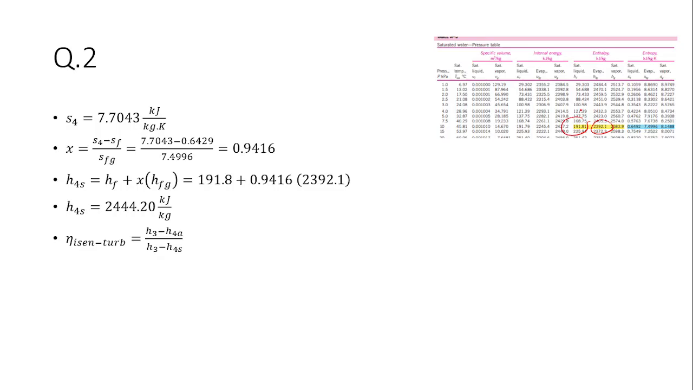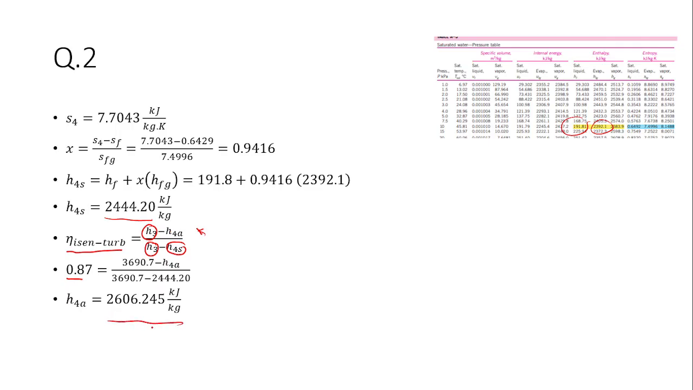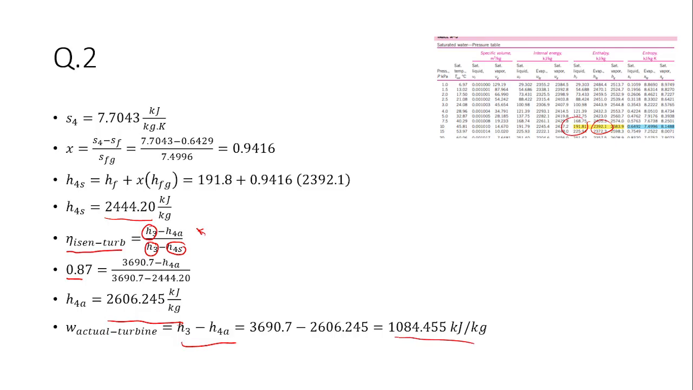We can find the actual enthalpy using the isentropic efficiency. So I have the formula for my isentropic efficiency. I know the value from the question. They said the efficiency of the turbine was 0.87 or 87%. I know my H3, which I read. I know the H4 for the isentropic case, which is this. So I just make the actual the subject, H4A. This will be my actual enthalpy at point 4. So the actual turbine work is H3 minus H4, and that will be this value over here.